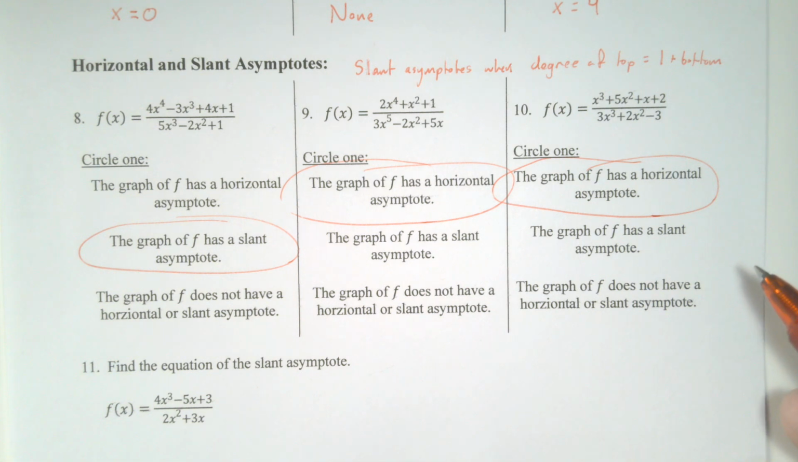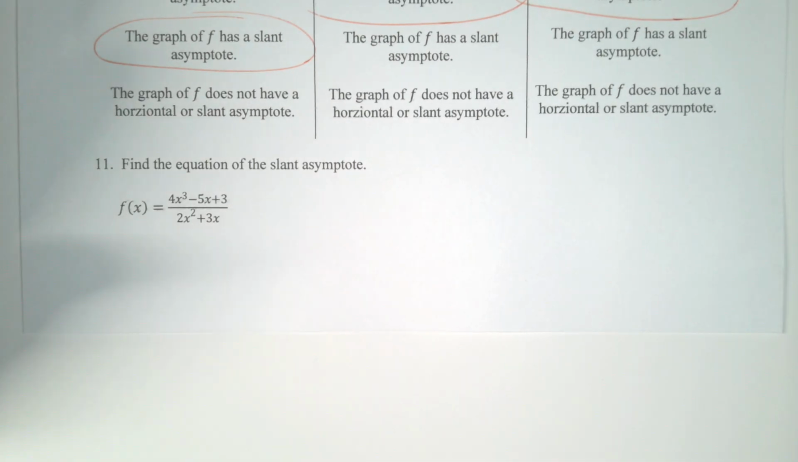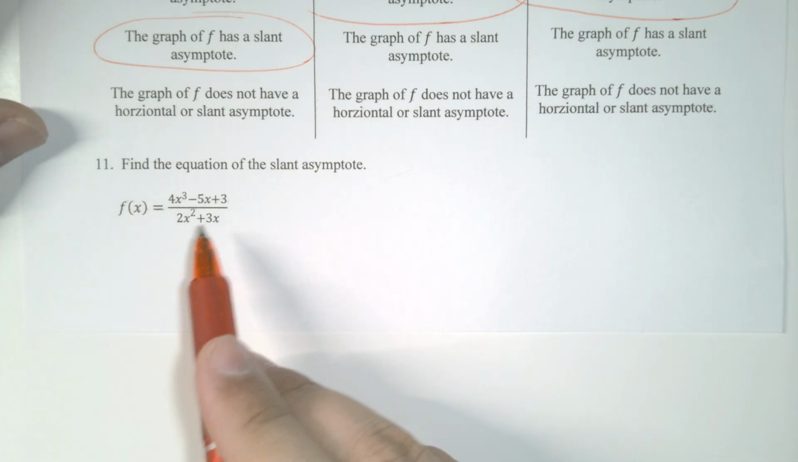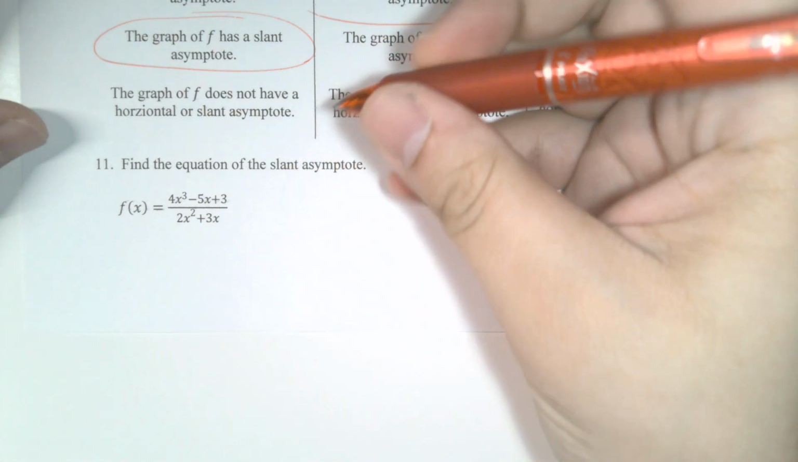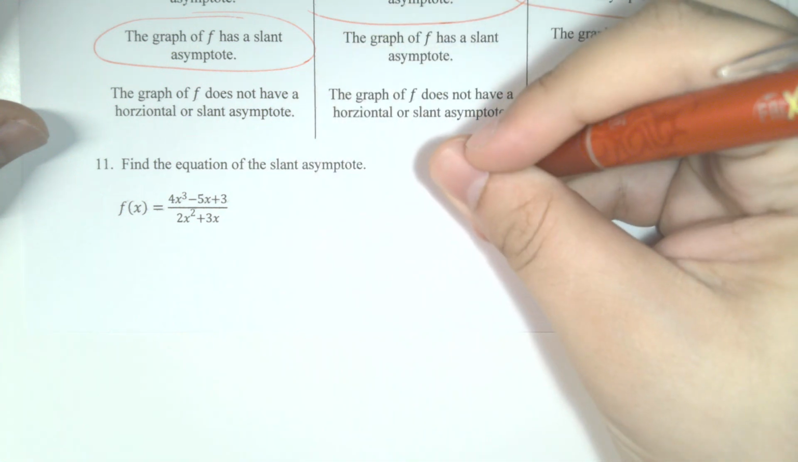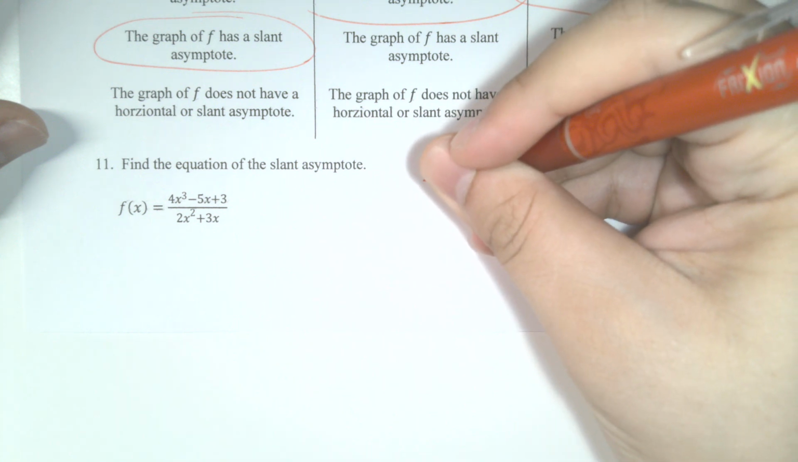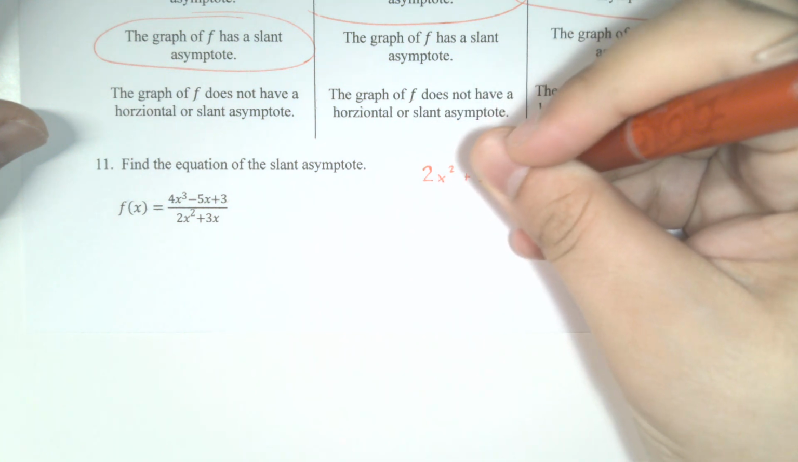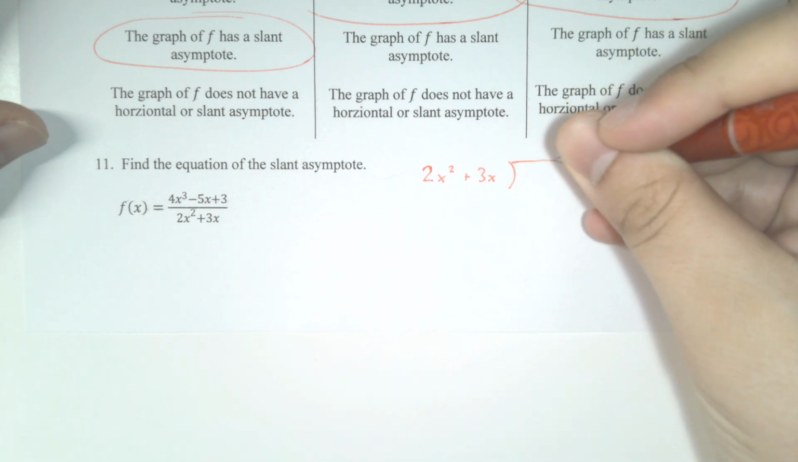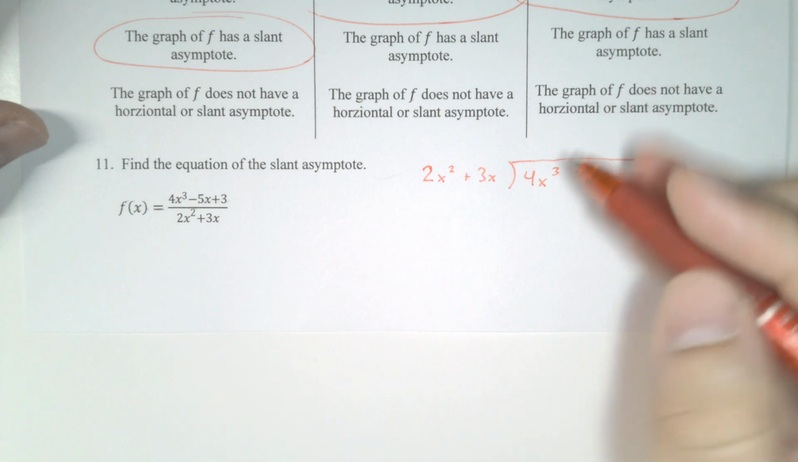All right. So now let's move on to number 11. So how do we find the equation of a slant asymptote? For a slant asymptote, all we have to do is polynomial long division. In order to set this up, we're trying to figure out how many times does 2x squared plus 3x go into 4x cubed?